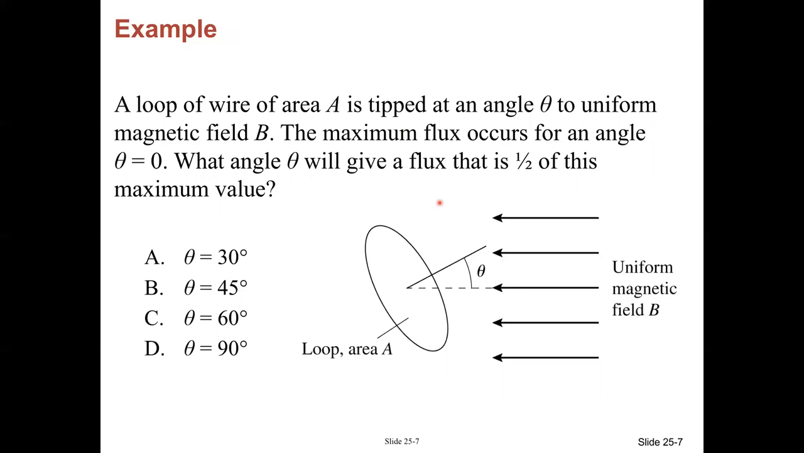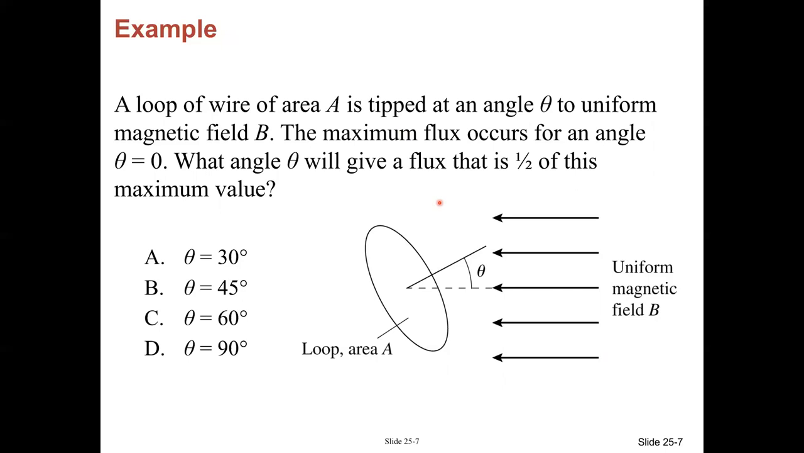So here we have this situation ahead of us that we've been talking about. We have a loop of wire, uniform magnetic field B passing through the loop, and the loop's at an angle relative to that magnetic field. And that's the thing we could change. We could change the angle. What angle will give us a magnetic flux that's half the maximum value?